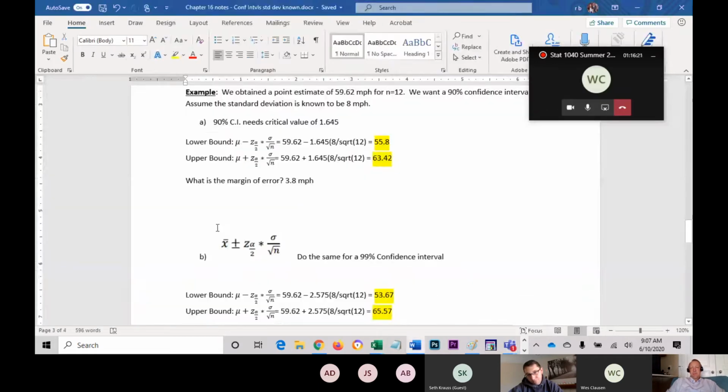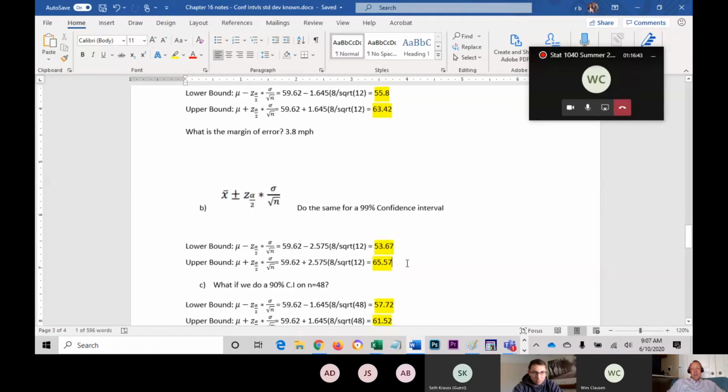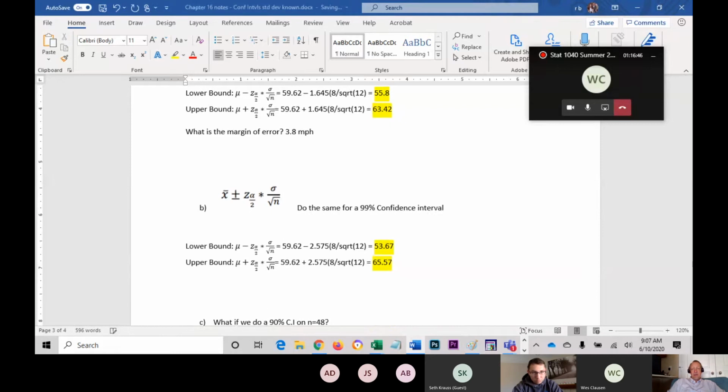But basically it's just this part of the formula here, that's your margin of error. Okay, so we can see that the margin of error is 3.8 miles per hour. So you're adding and subtracting 3.8 to your mean. Okay, now let's talk a little bit about this one here. What's the margin of error for the 99%? What is the margin of error in the 99% confidence interval?